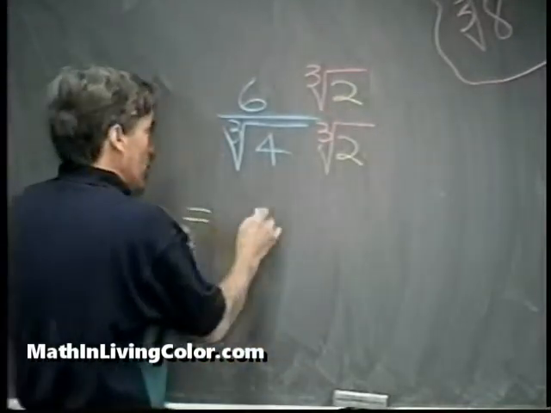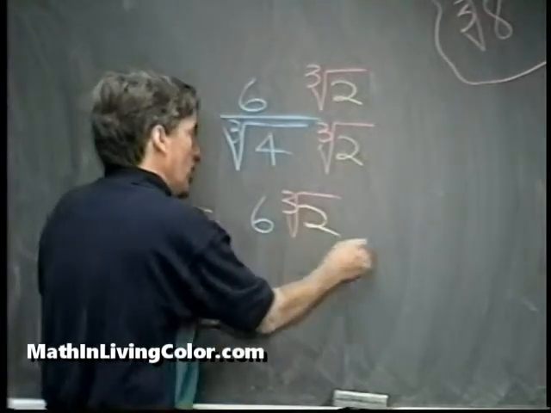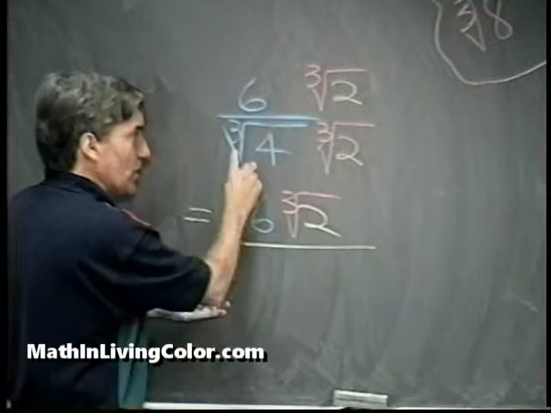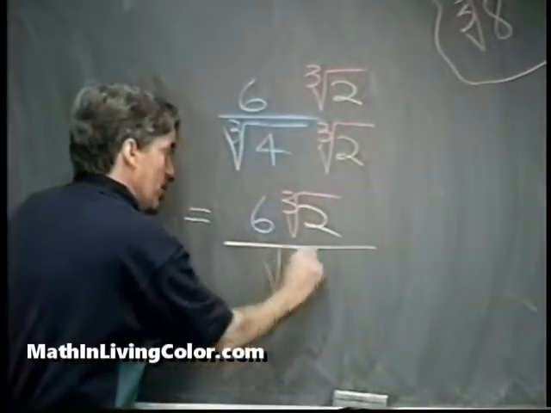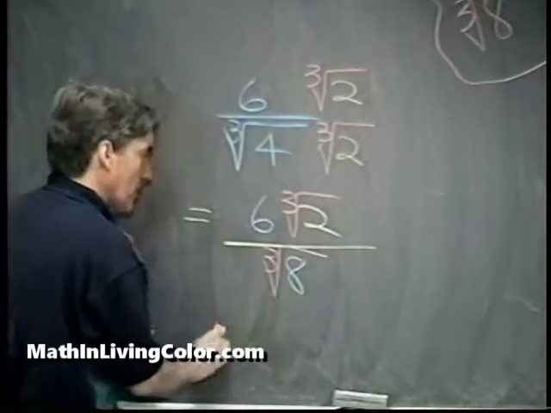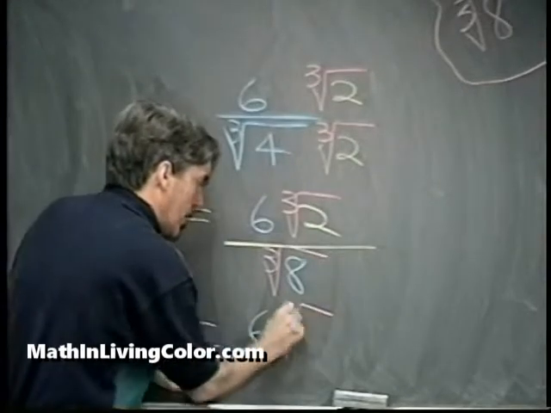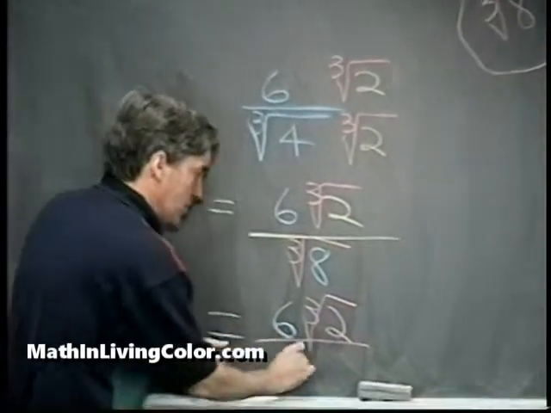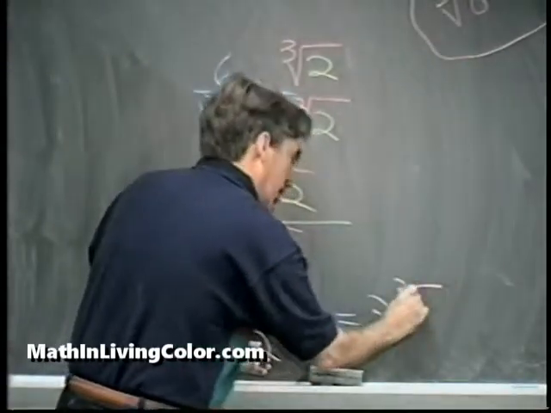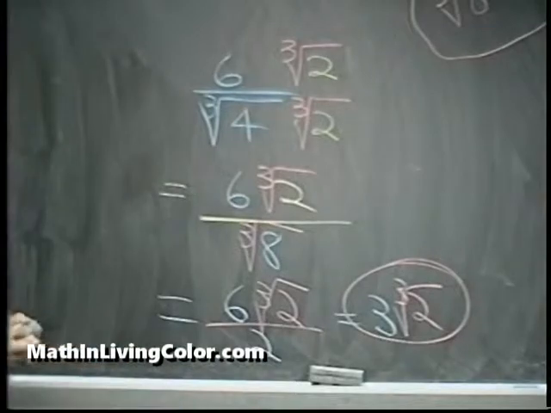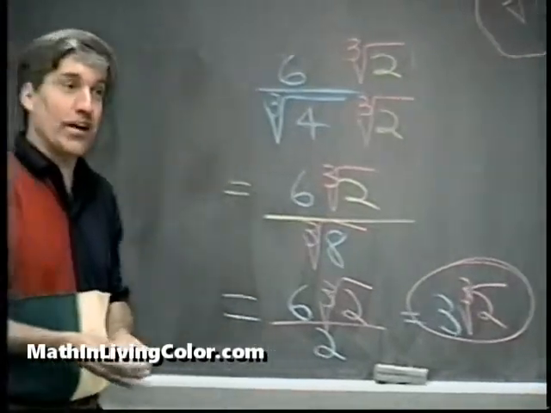And that would give you 6 times the cube root of 2 divided by, again, it's going to be the cube root of 8. See, 4 times 2 is 8, just like 2 times 4 was 8. So that would be the cube root of 8. And then that would be 6 times the cube root of 2 divided by 2, which is 3 times the cube root of 2. Okay? And that's how we rationalize monomial denominators. Okay? Any questions there? Okay?